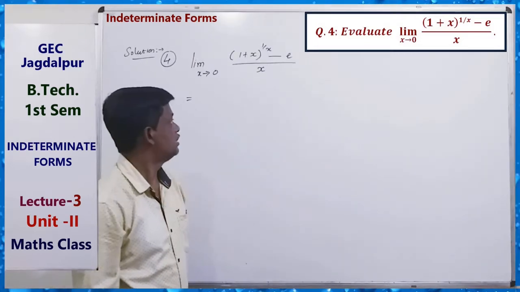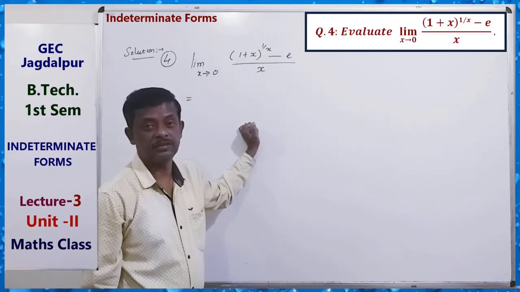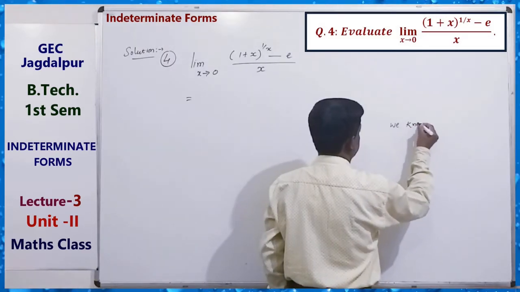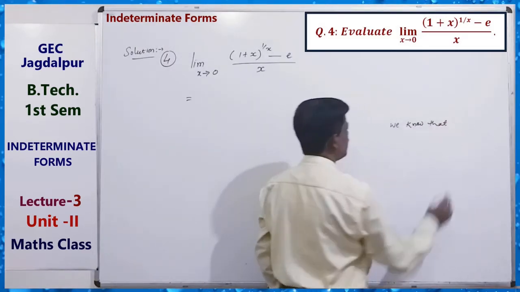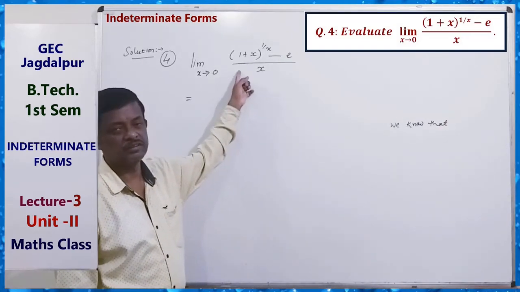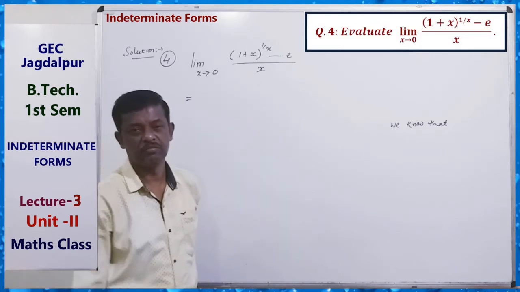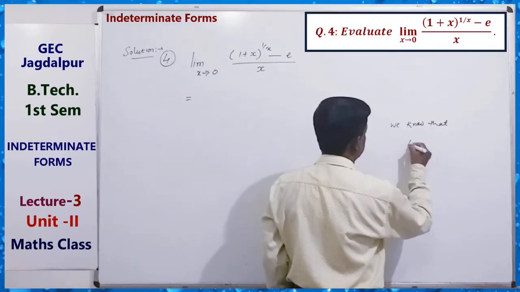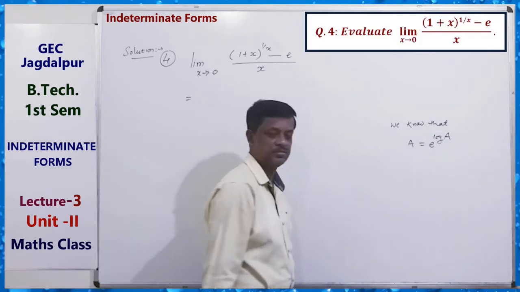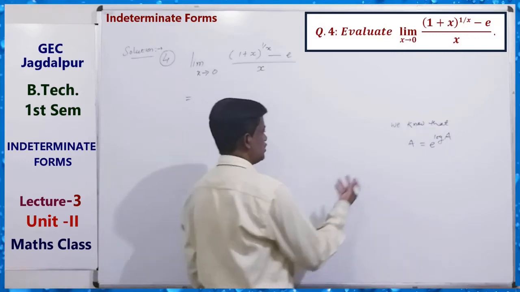Here this is a power quantity. We know that any type of formula you can use for solving this fraction to get a determinate form. Just like this, we know that a equals e to the power log a. This is a formula we know, log base e.